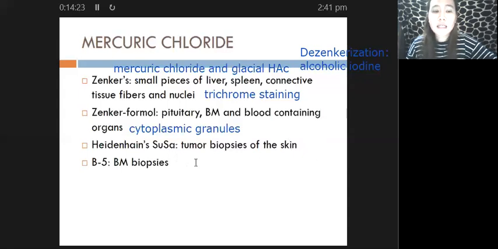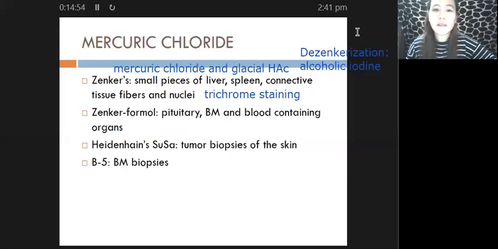Okay, and then the last mercury chloride-based fixative is your B5 fixative. So do not forget B5. This is used for B as in bone marrow biopsies. Okay, so B5, bone marrow biopsies. This is oftentimes asked in the board exam. Actually, it has been asked several times in the board exam. So do not forget your B5 for bone marrow biopsies.